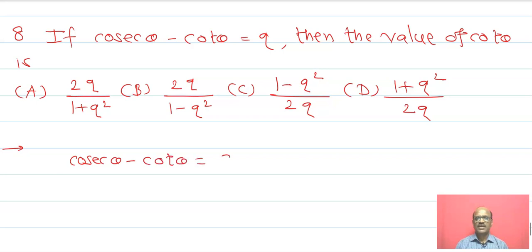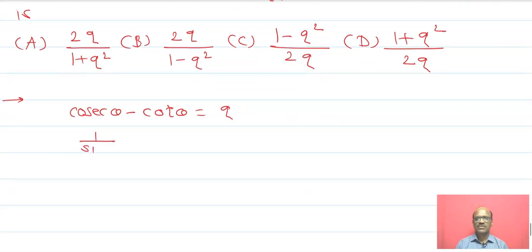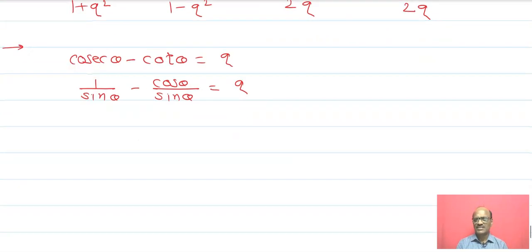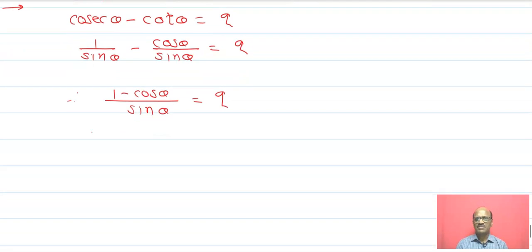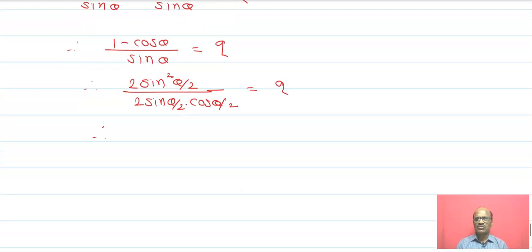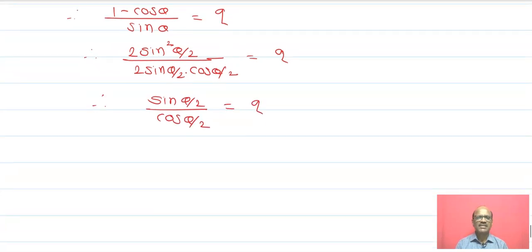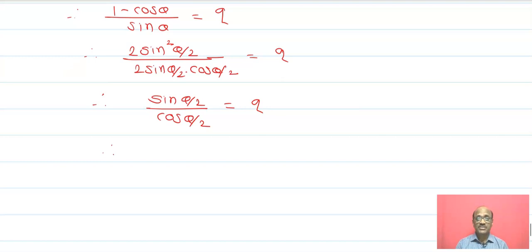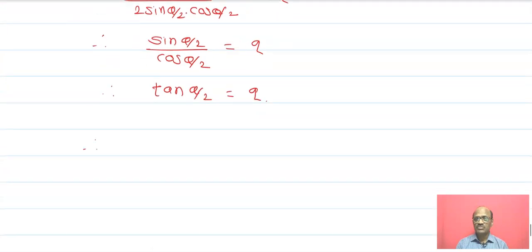Therefore, cosec theta minus cot theta is equals to Q. Now cosec means what? 1 upon sin, and cot means what? Cos upon sin theta, and that is equals to Q. Now simplify this. The bases are same, therefore 1 minus cos theta upon sin theta is equals to Q. And again one more formula. 1 minus cos theta means what? 2 sin square theta by 2. And sin theta means what? 2 sin theta by 2 into cos theta by 2 is equals to Q. 2 get cancelled. You will get sin theta by 2 upon cos theta by 2 is equals to Q. And that is equals to tan of theta by 2 is equals to Q.